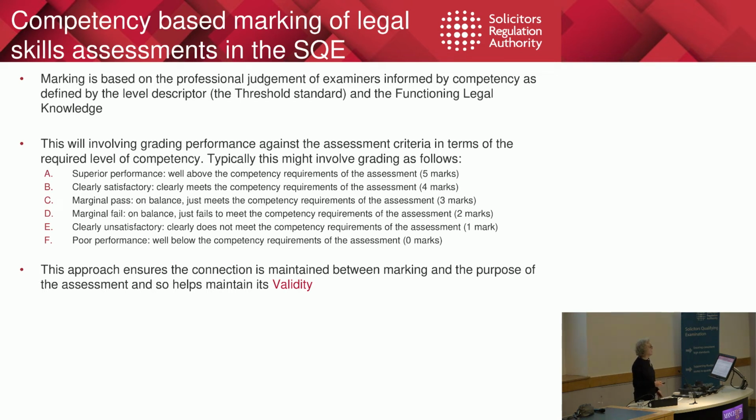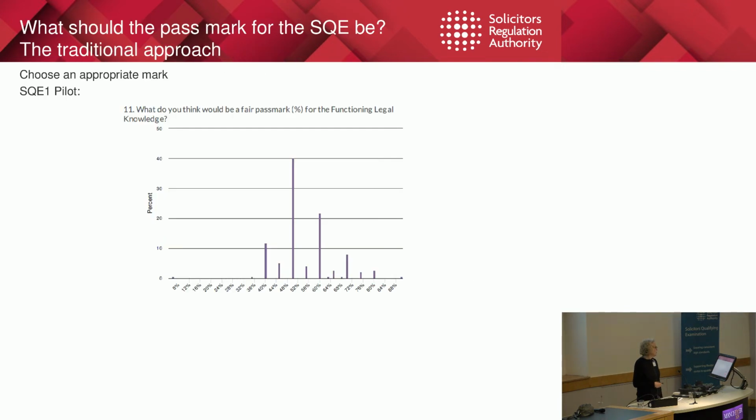The last bit, because I will go on and then maybe questions, is about how we set the pass mark. Some cut scores and pass marks. So, what should the pass mark for the SQE be? The traditional approach perhaps is to choose a mark. And we asked the candidates in the SQE1 pilot, this is the MCT bit, what they thought the pass mark should be. And you'll see those are the answers. So you'll see it varies between 40% and 80%. It was anonymous, so we don't know how it correlated with how they did.